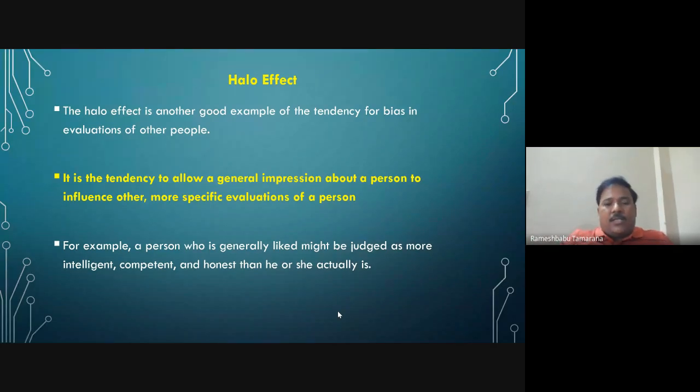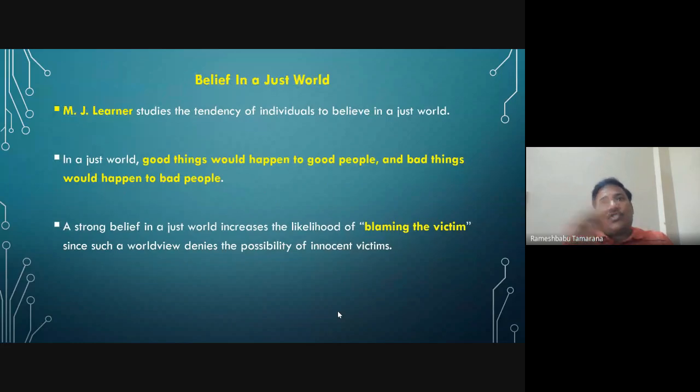All right. The third one, belief in a just world. What is belief in a just world? It's a concept given by M.J. Lerner. It's basically the tendency of individuals to believe in a just world. What does just world mean? Good things would happen to good people and bad things would happen to bad people.